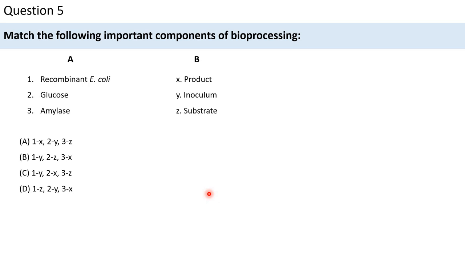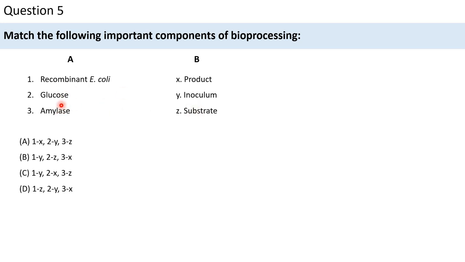Match the following important components of bioprocessing. So here recombinant E. coli, for which what can be the answer? It's an inoculum, right? The cells are going to produce some recombinant proteins or whatever it is. It's a recombinant E. coli. So for that, it is going to be inoculum. Whereas glucose is a carbon source, hence it is a substrate only.